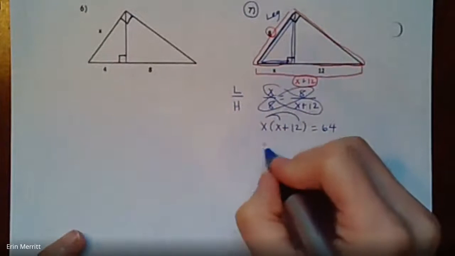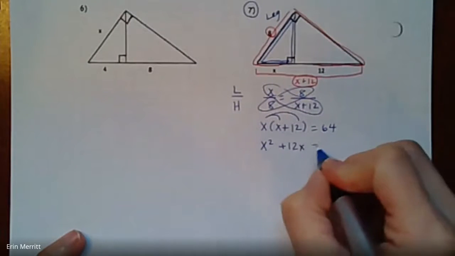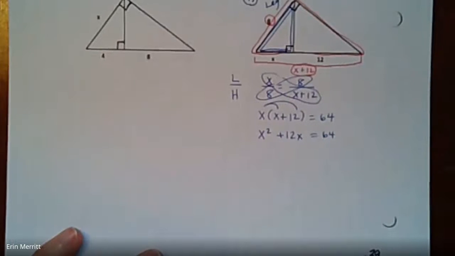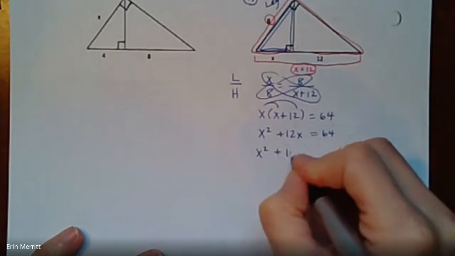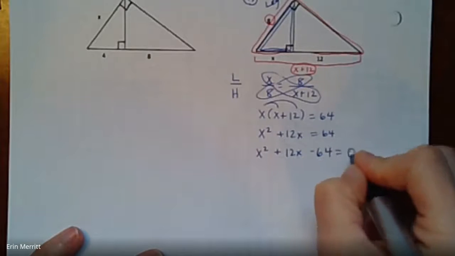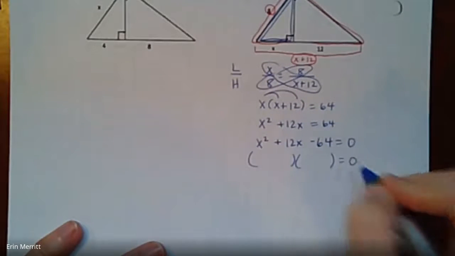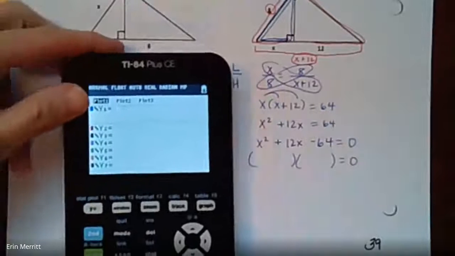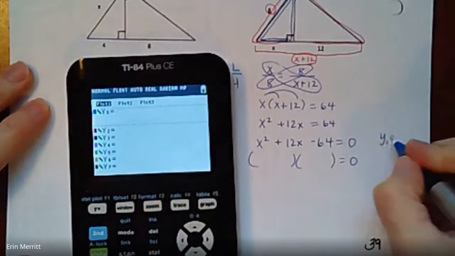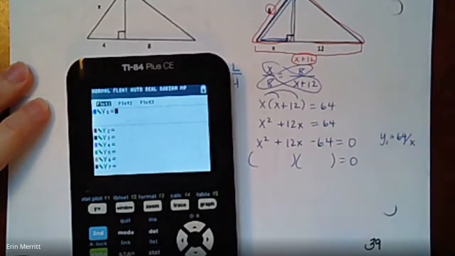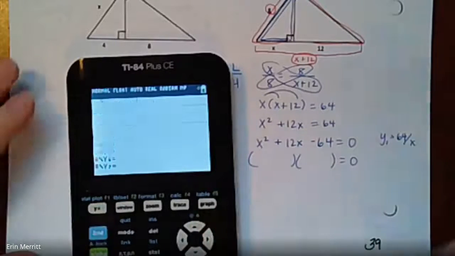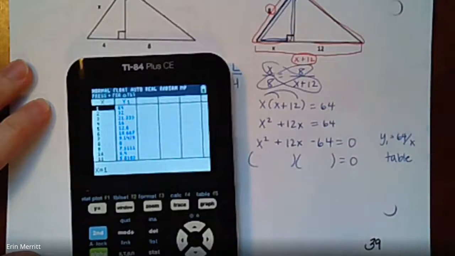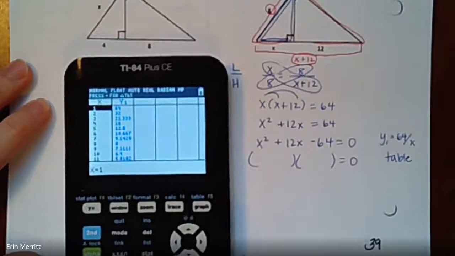You can distribute that right through and get x squared plus 12x. And then, of course, move that 64 on over by subtracting it over to the left-hand side. And then factor. If it's not immediately obvious what your options are, go into your calculator. If there's anything in that y equals, you can get rid of it. And then into y1, you can do 64 divided by x. So let me type that in here. And then when you look at your table, you'll see all the factors that will give you 64.